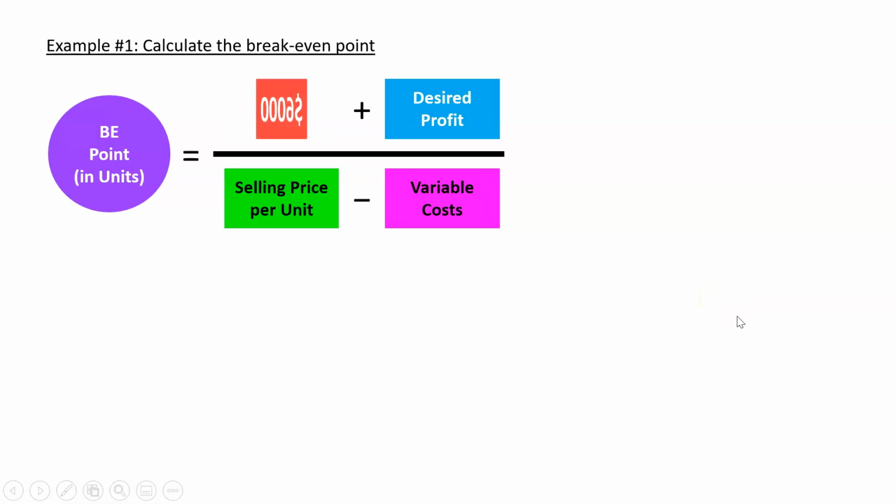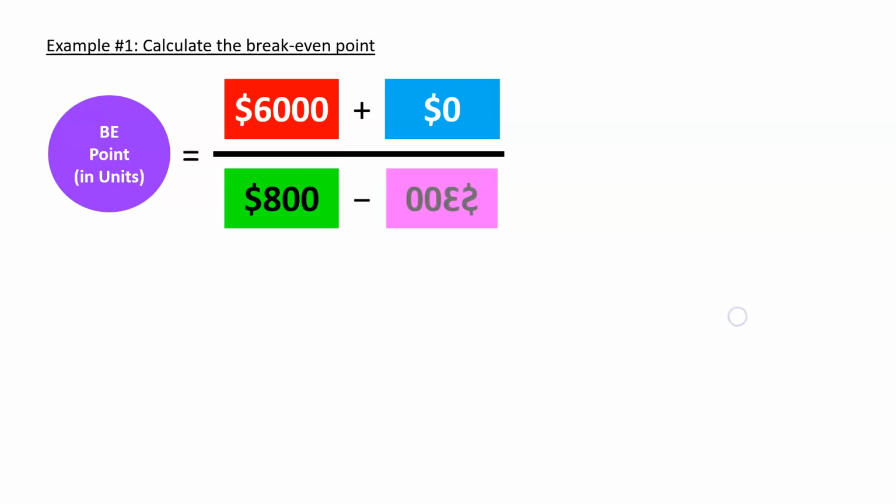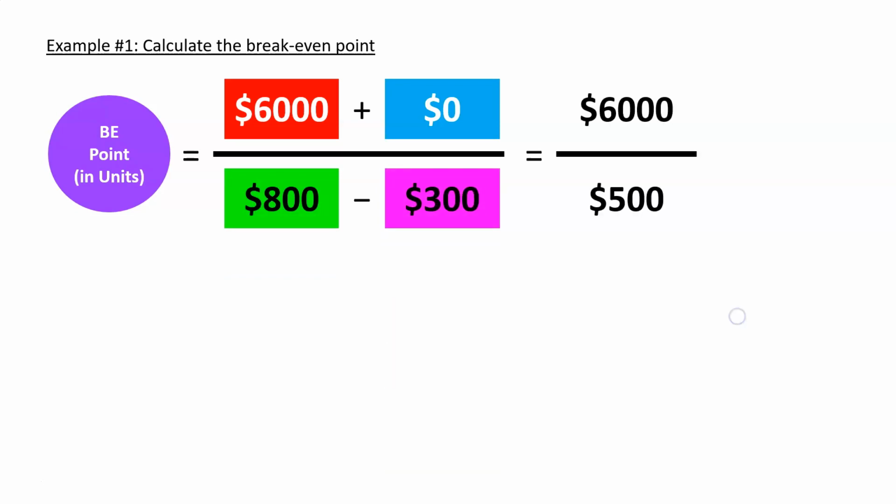The fixed cost was $6,000. The desired profit, well, we're actually just calculating the break-even point. So that is where profit is 0. So we'll just put in 0 to be thorough. We'll say the selling price is $800 less the variable cost of $300. Moving across, we've got 6,000 divided by 500. That is a total of 12 units.